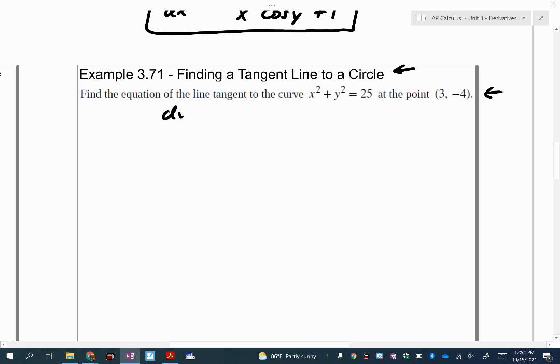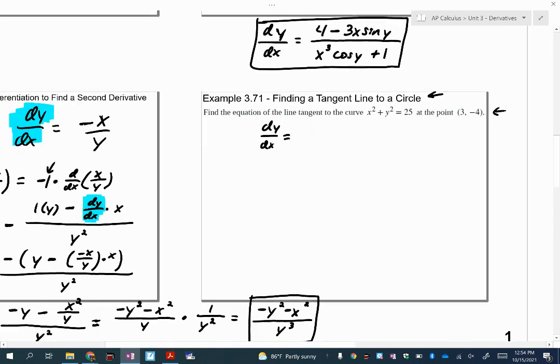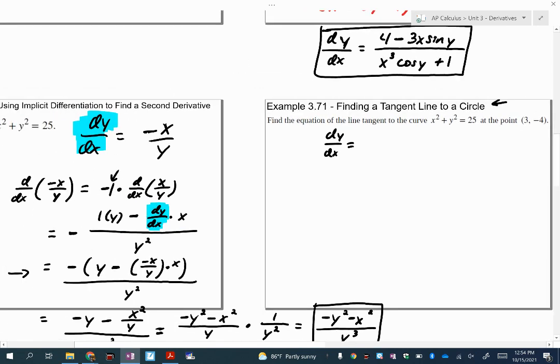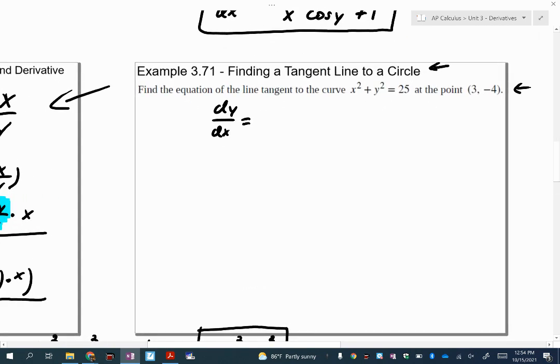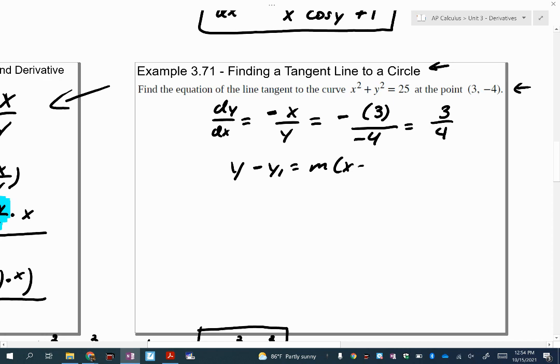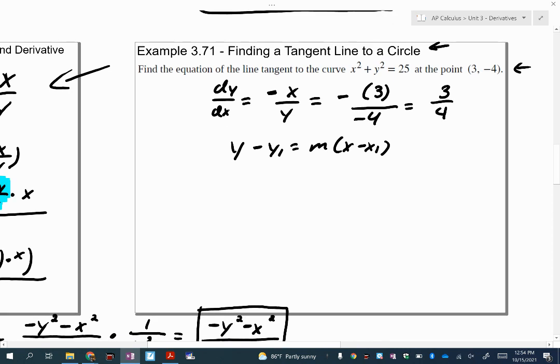So I need to find the slope. So first thing I need to have is the derivative, dy dx. But remember, this is the same circle that we've been dealing with in 2 out of the first 3 examples. We already said that the derivative of x squared plus y squared equals 25 is this same thing, negative x over y. So to find the slope, I'm going to plug in 3 for x, and for y, I'm plugging in negative 4. So the slope here for my tangent line is going to be positive 3/4. So now if I use point slope form, I can find out my equation of my tangent line to this circle.